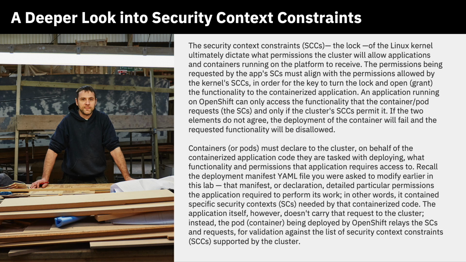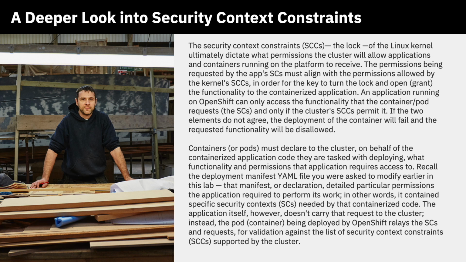An application running on OpenShift can only access the functionality that the container or the pod requests, in other words, what has been requested within the SC, and only if the cluster's SCCs permit those SCs to exist. If the two elements do not agree, the deployment of the container will fail, and the requested functionality will be disallowed. Containers must declare to the cluster, on behalf of the containerized application code that they are tasked with deploying, what functionality and permissions that application requires access to.